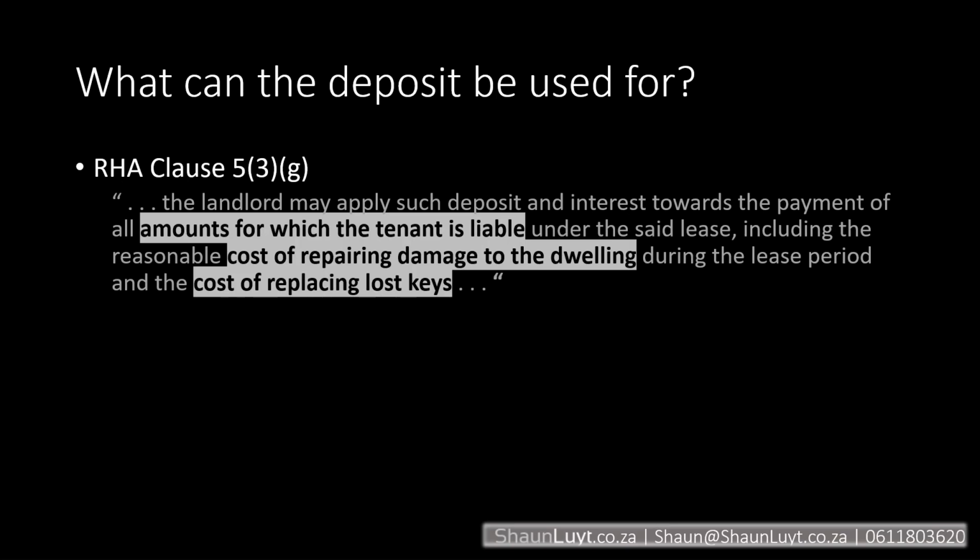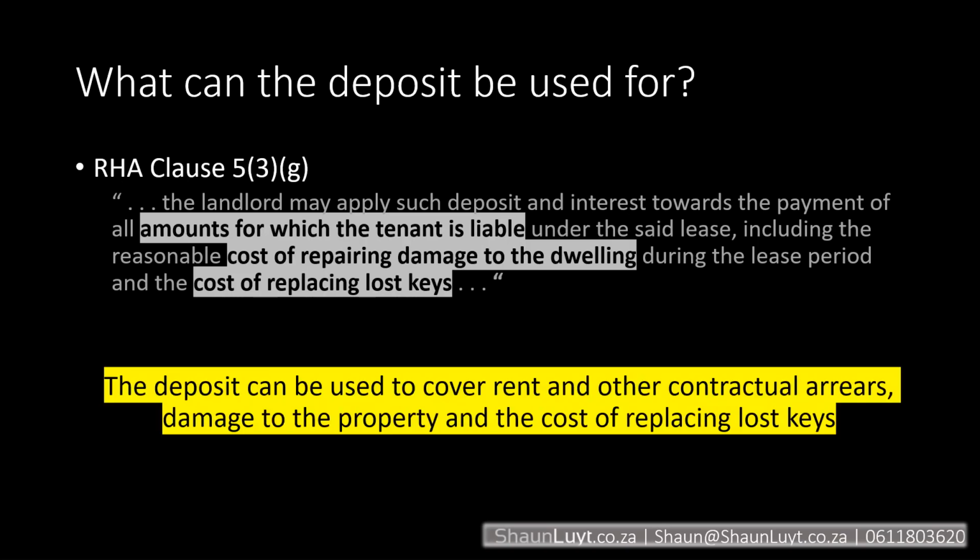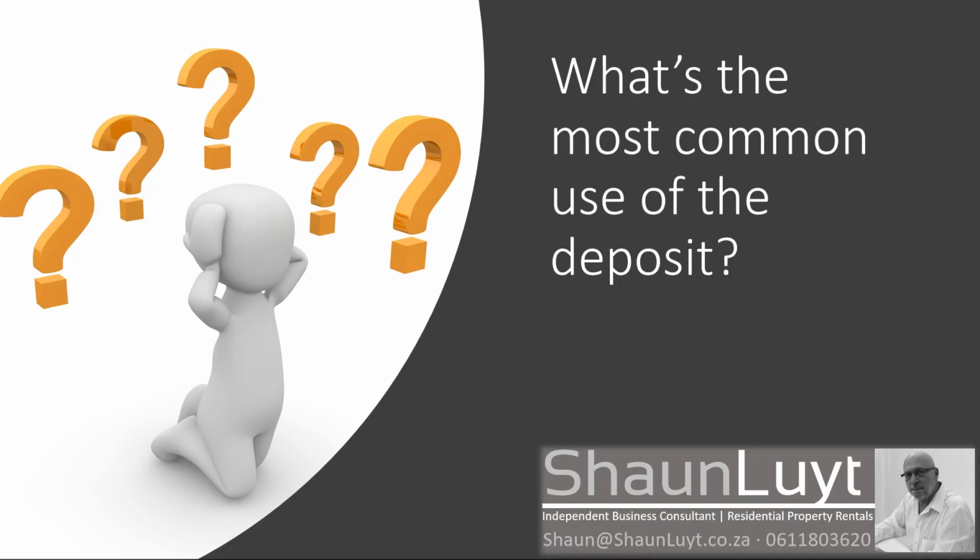So we're looking at things like rent, security, pool or garden services, if that's been agreed in the lease, as well as the cost of repairing damage to the dwelling during the lease period. And then they've put in this funny thing about the cost of replacing lost keys. So the deposit can only be used to cover rent and other contractual arrears or damage to the property and the cost of replacing lost keys.